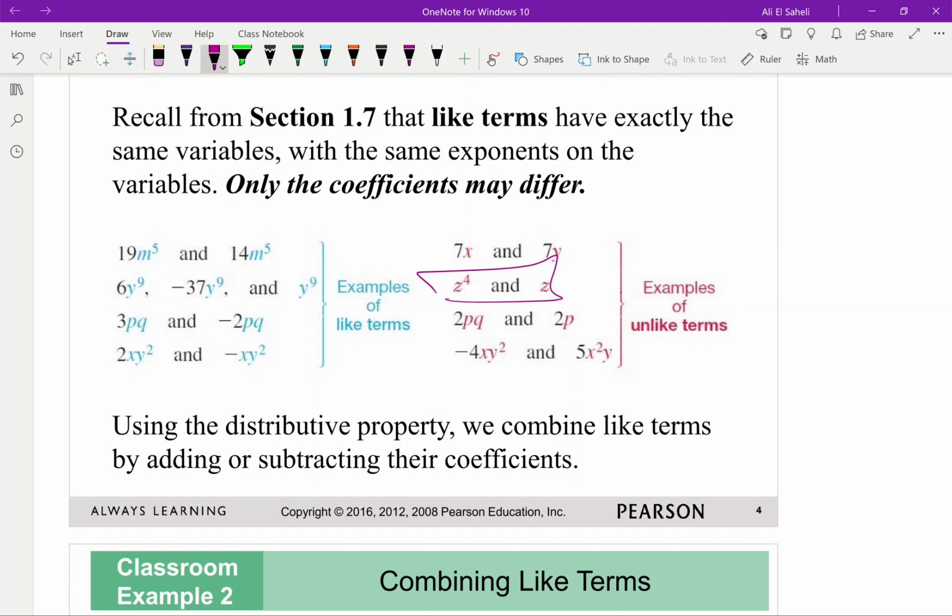z to the power 4 and z to the power 1 are not like terms. 2pq and 2p again are not like terms, and this is something I already mentioned when I was talking about the last of the like terms.